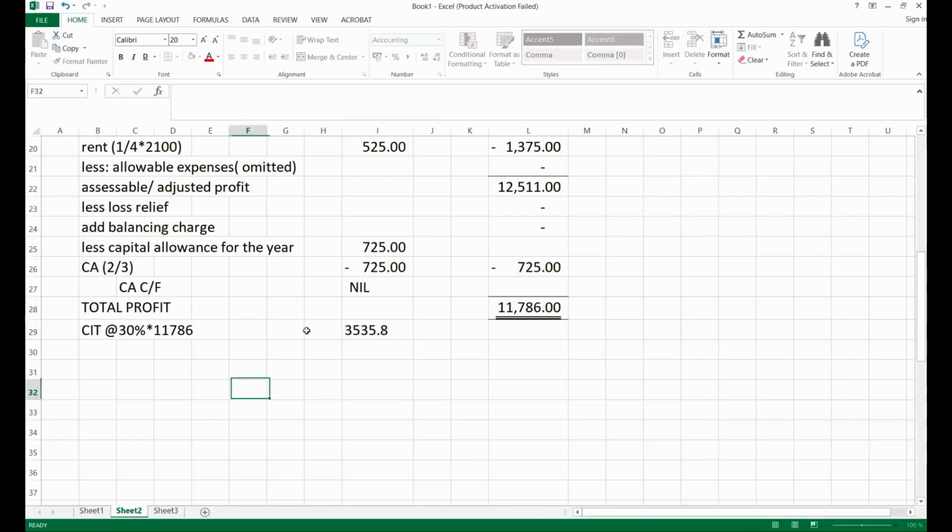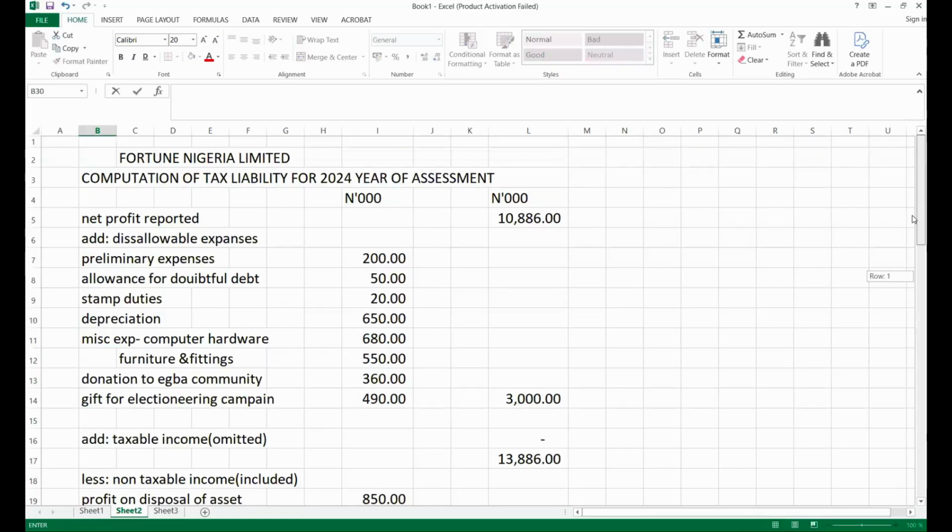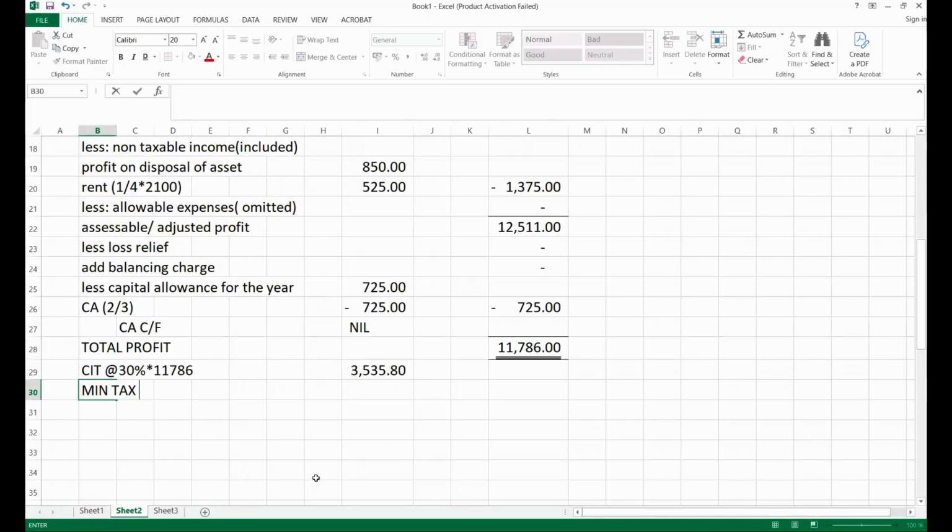Because the examiner did not say ignore minimum tax, you are now going to apply minimum tax. You also calculate your minimum tax. Our year of assessment is 2024, so the rate of minimum tax will be 0.5% of our gross turnover.